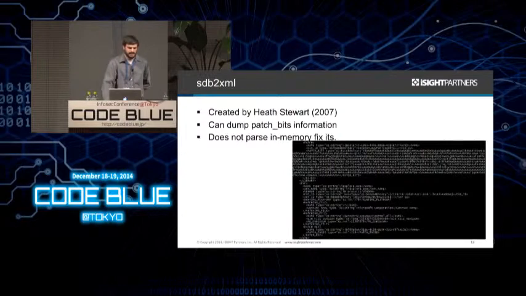Next is a tool created by a Microsoft employee called SDB to XML. And the name says what it does. It takes a Shim database file and converts that binary file into an XML blob.